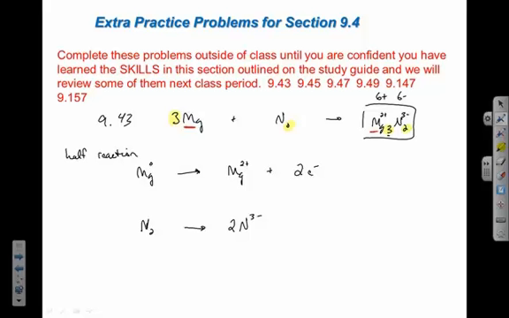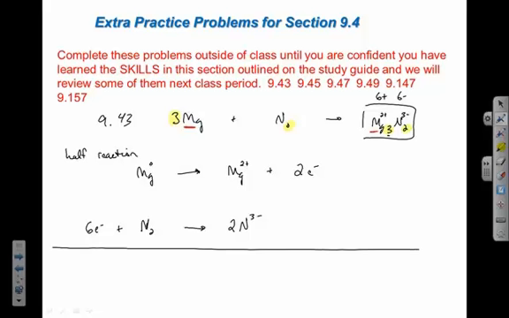what's happening with the electrons? Is it picking up electrons? Is it giving electrons away? How many are involved? It's picking up how many? 6. Each nitrogen starts off with no charge and becomes a 3 negative. So each nitrogen has to pick up 3 charges, and I've got 2 of those, so that's 6 electrons that I have to pick up. So now I've got 2 balanced half reactions.